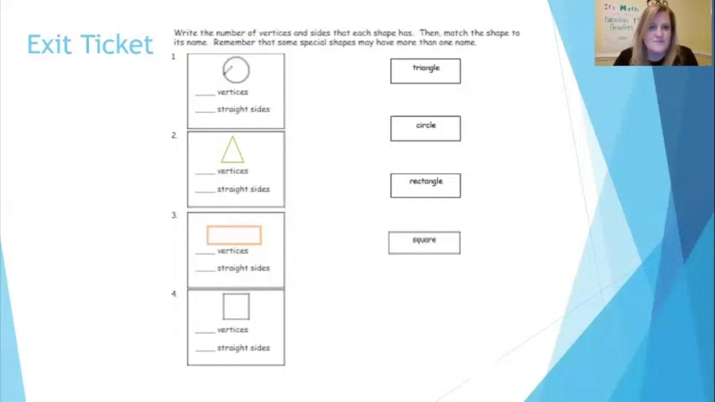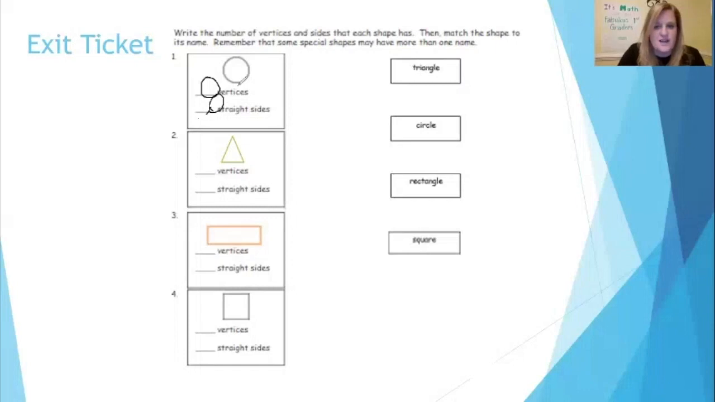Welcome back. Let's go over your answers. Number 1, what shape is this? It is a circle. How many vertices did you say it has? If you wrote 0, you're correct. And how many straight sides? 0 as well. Now you're going to draw your line to the word circle, but don't get tricked.